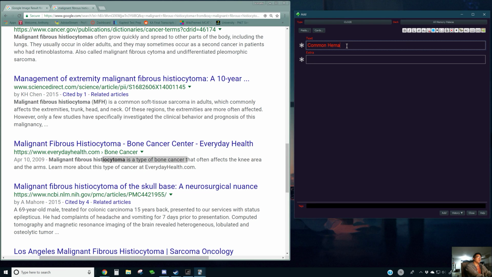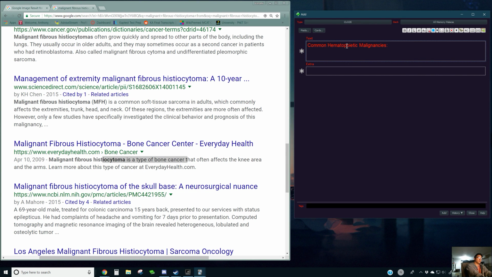Common hematopoietic malignancies. So lymphoma, leucosarcoma. Sorry, I just added random words. Leukemia.